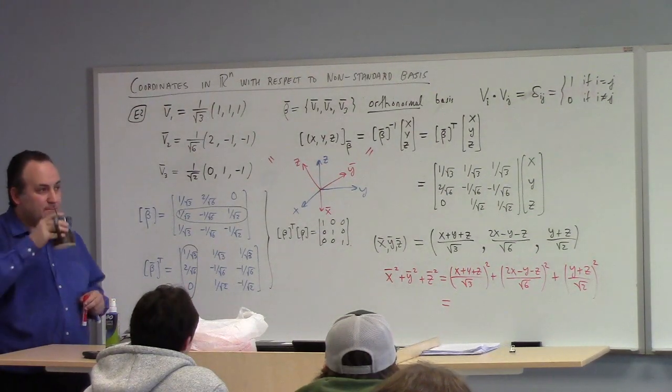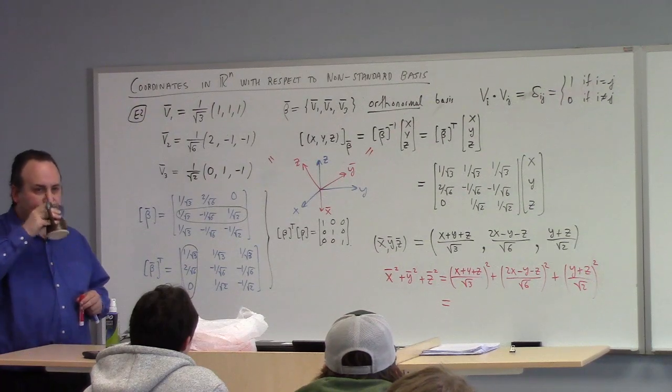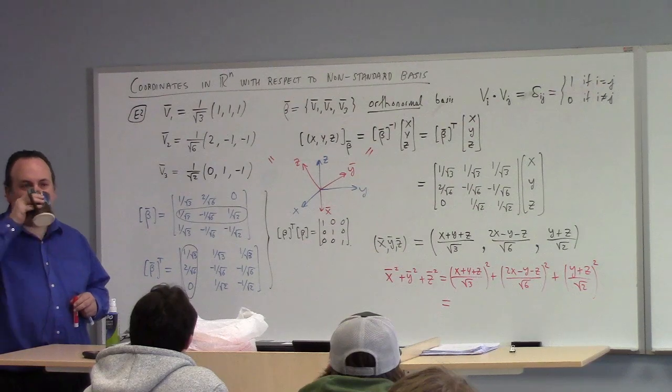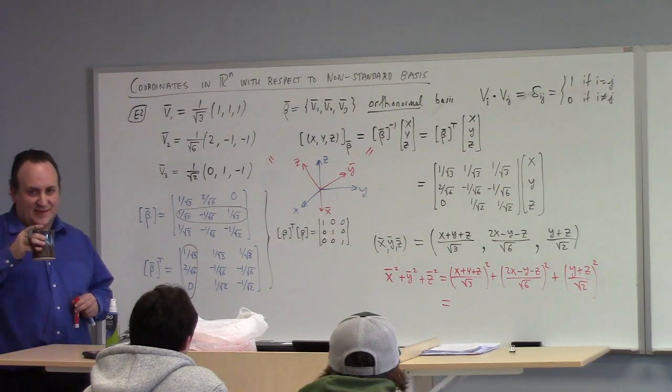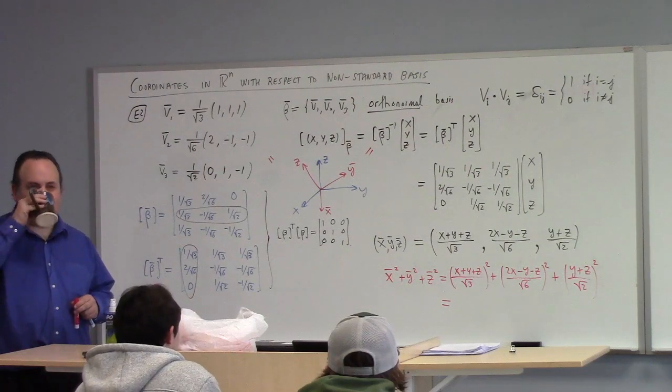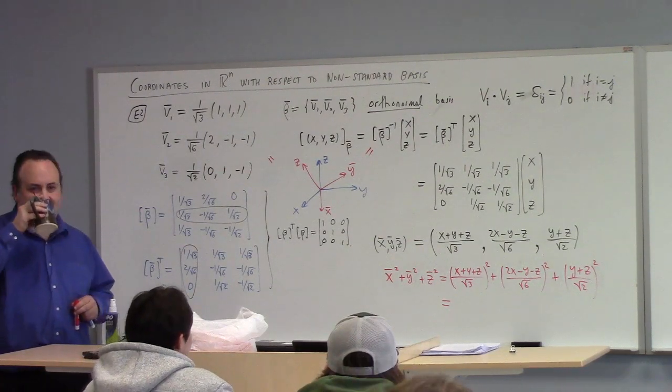Not 1. Good guess. Somebody guessed 0. Also wrong. It was a trap. 2 is also wrong. Nice try, though. It probably depends on x, y, and z, right?